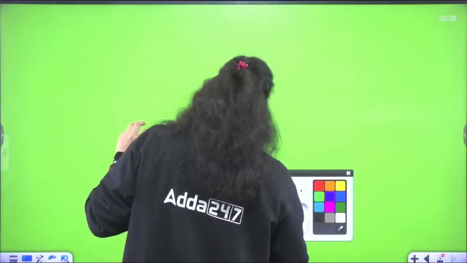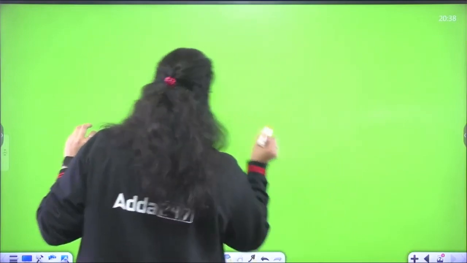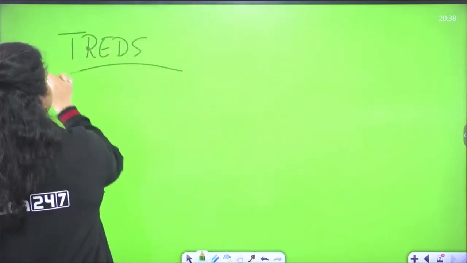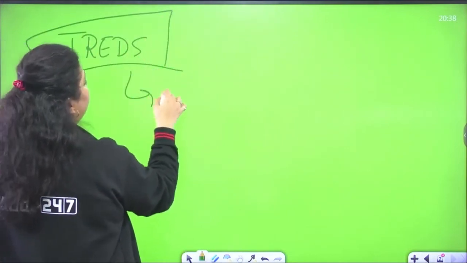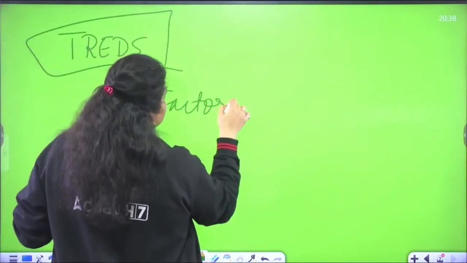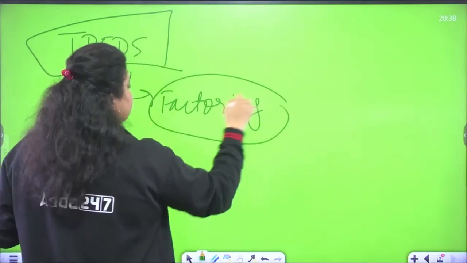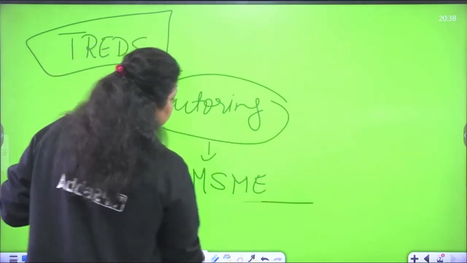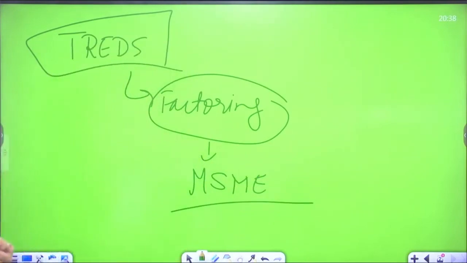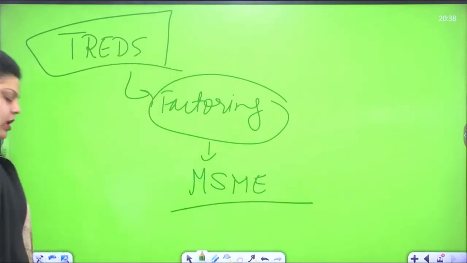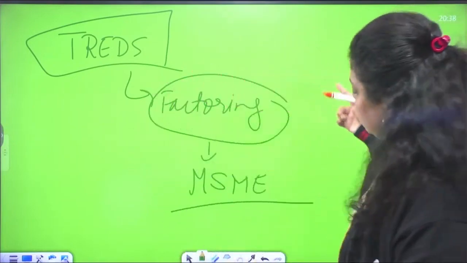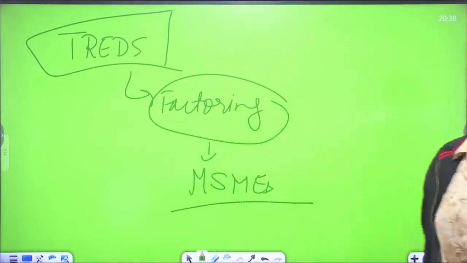And the third one we have is TReDS. When it comes to TReDS, it's actually a form of factoring. TReDS is a form of factoring and it is available only for micro, small and medium enterprises. It is only a form of factoring and will be available to micro, small and medium enterprises only.